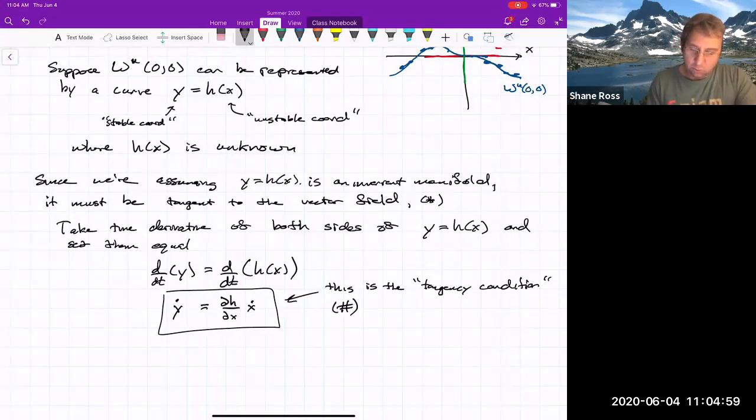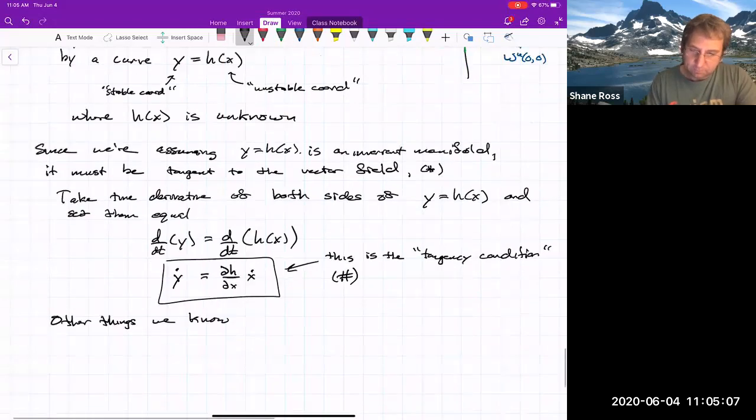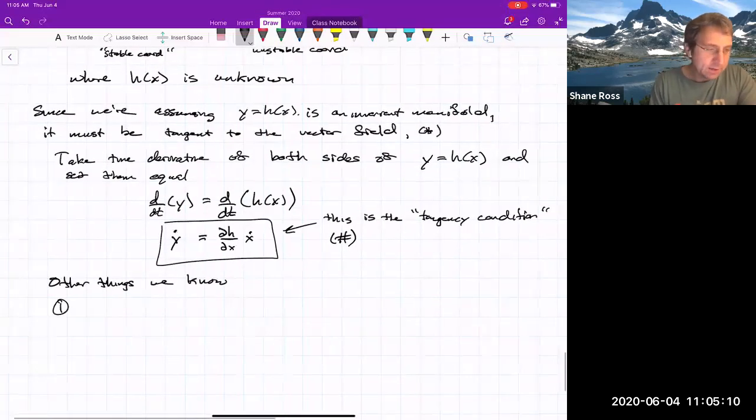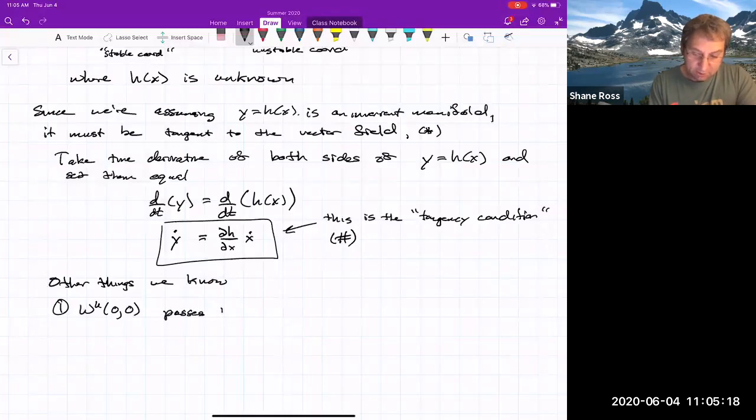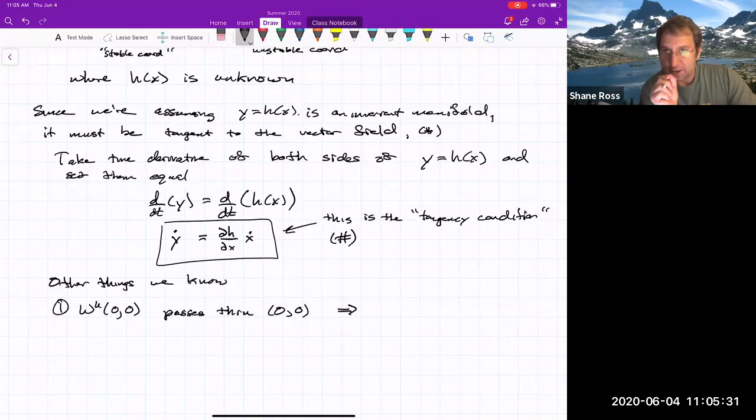What are some other things we know? Here's a thing we know. We know that the unstable manifold passes through the equilibrium point. It passes through the origin. And so what does that mean? That means that when x equals zero, y equals zero. So that means that h of zero is zero.